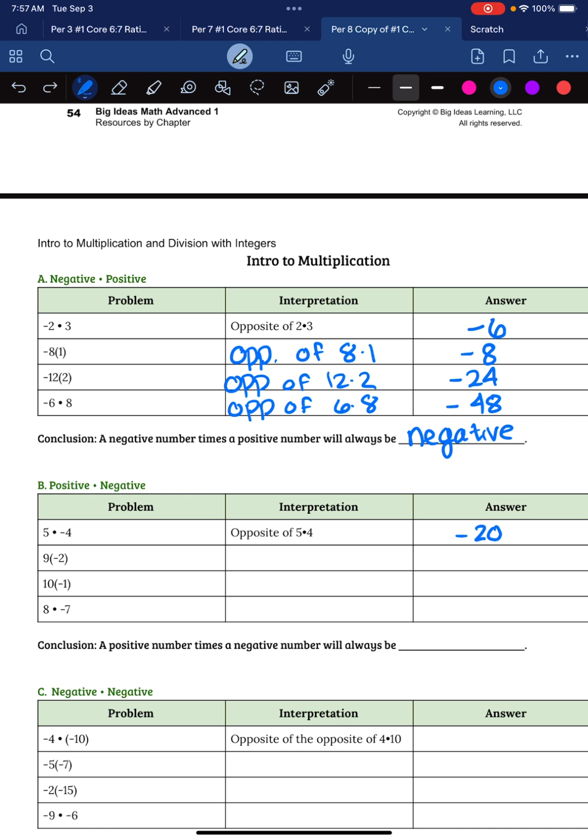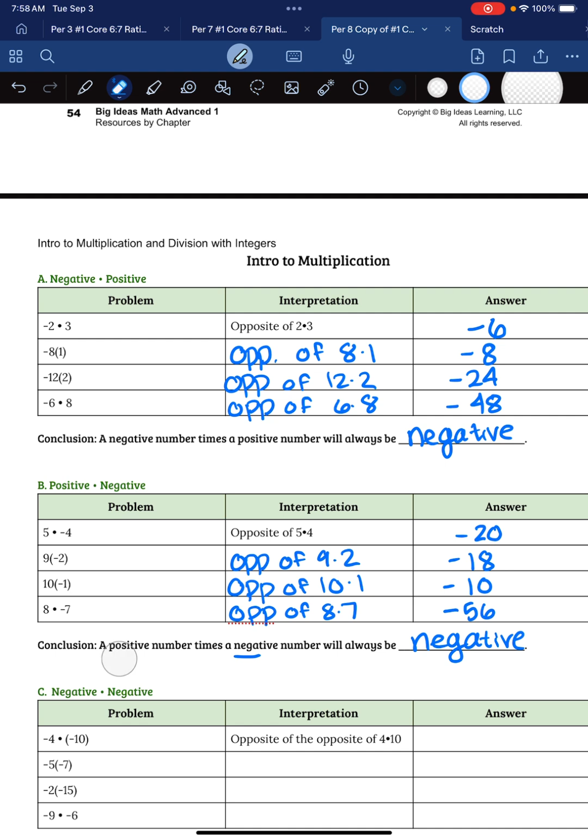All right, hopefully you're ready to check. We have the opposite of 9 times 2. 9 times 2 is 18. Take the opposite, negative 18. Opposite of 10 times 1. 10 times 1 is 10. Opposite of that is negative 10. Lastly, opposite of 8 times 7. 8 times 7 is 56. Take the opposite. It is negative 56. And the conclusion is that a positive number times a negative number will always be negative.